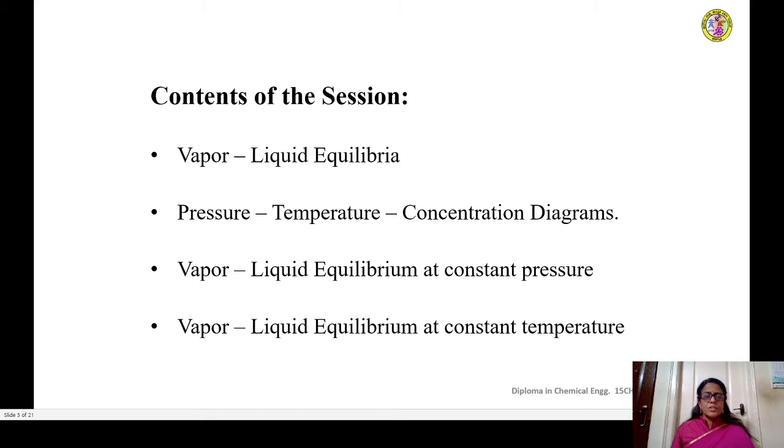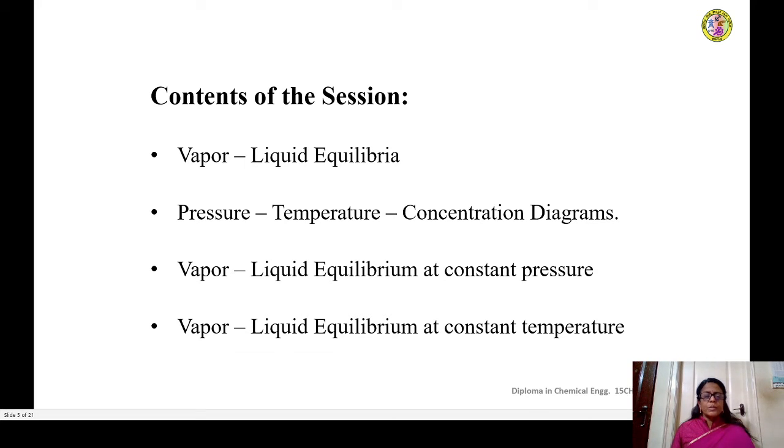The present session's topics are like this. Here we are going to discuss vapor liquid equilibria. This vapor liquid equilibria is a relationship between pressure, temperature and concentration. When that is plotted on a graph, what we get are pressure, temperature, concentration diagrams. We will briefly discuss these diagrams.